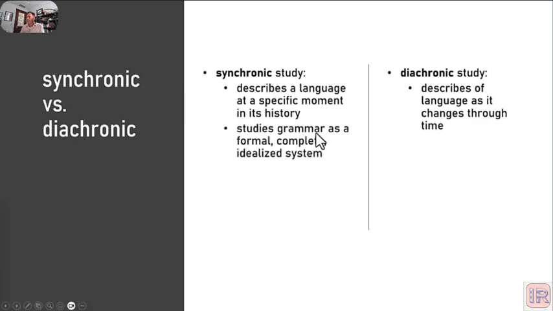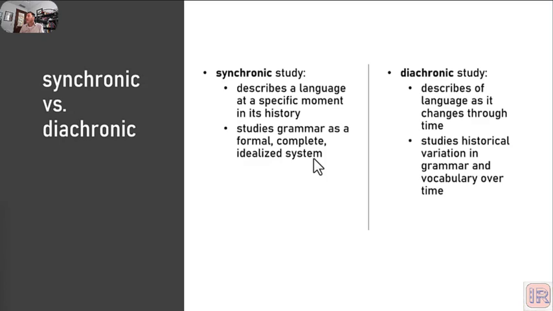Synchronic study studies grammar as a formal, complete, and idealized system. Actual human speakers make mistakes, or they deliberately say things that are not consistent with prescribed formal grammar. Actual speech, therefore, is subject to change, alteration, and variation. And diachronic study will study historical variation in grammar and vocabulary over time.